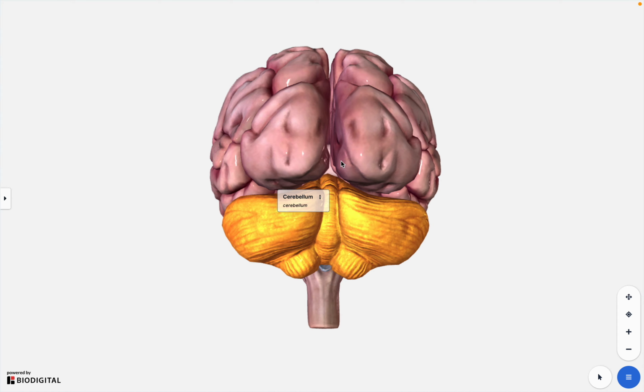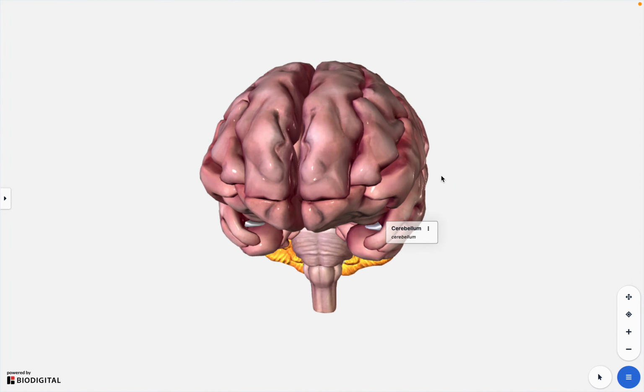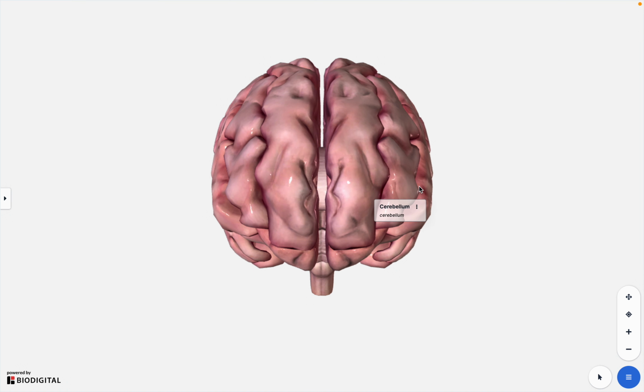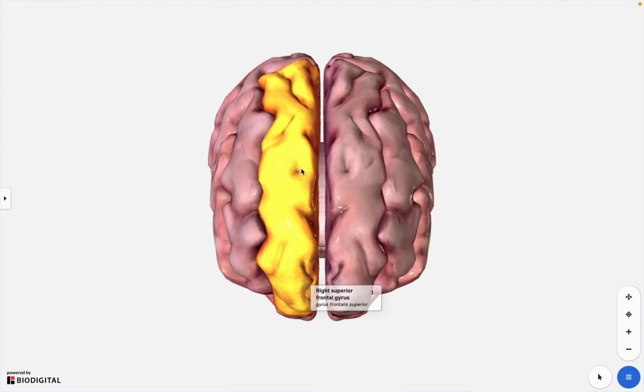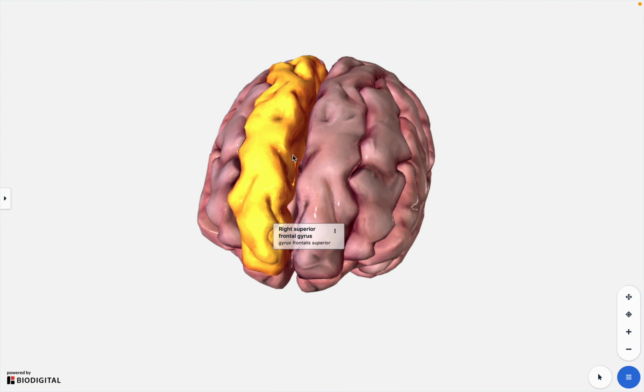Let's go over the individual lobes. So, the most frontal part of the brain, or most anterior part of the brain, is called the frontal lobe. There's a left and a right frontal lobe. The frontal lobe is both on the left and the right side of the brain. It is the region of the brain that's most anterior. The frontal lobe is involved in motor movements as well as the area for generating speech.